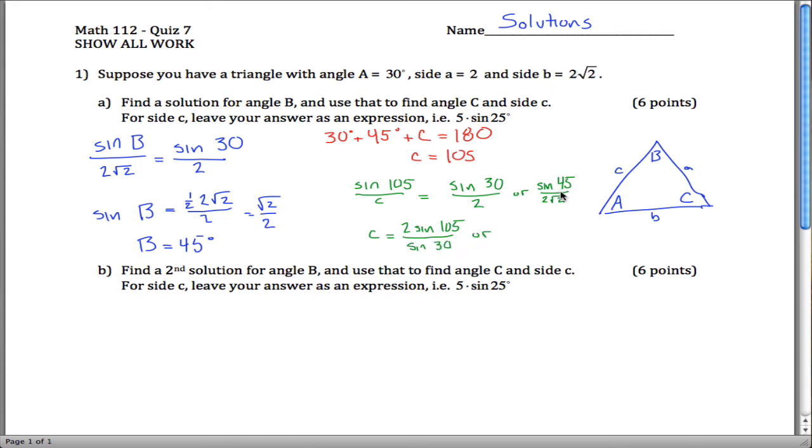And I suppose if you had done it this way, you'd still get an answer. You could say that c is equal to, let's see, multiply that up there, 2 root 2 times the sine of 105 divided by the sine of 45.